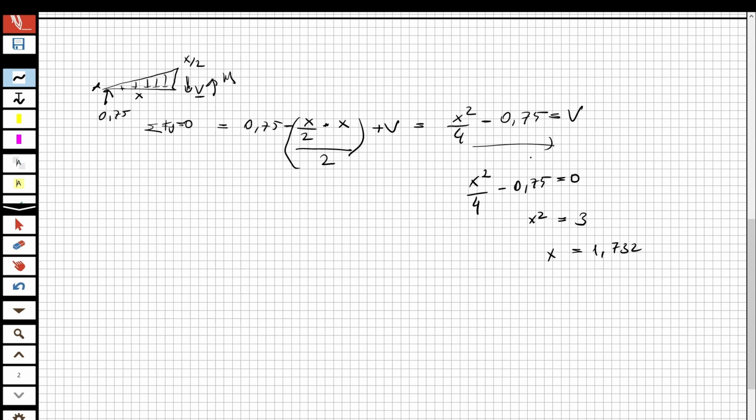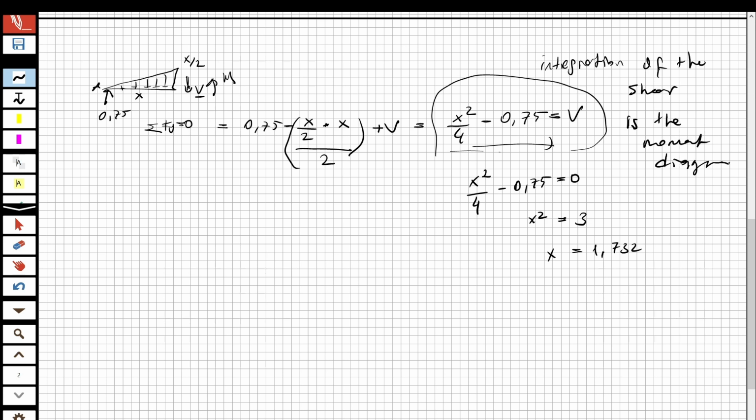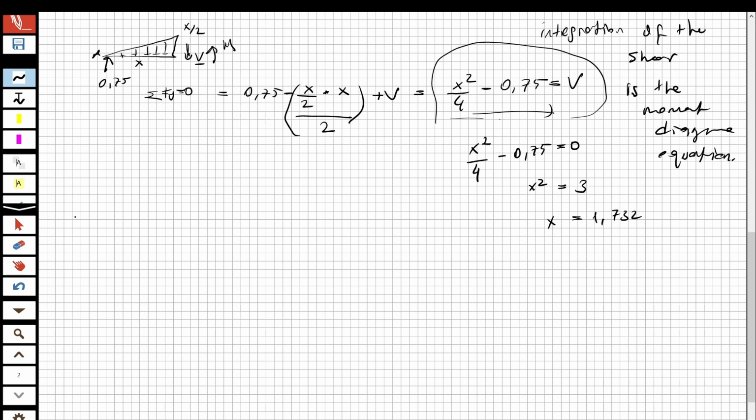Normally, if you take the integration of the shear, you get the moment diagram equation. But now I'm going to determine how that equation will be defined. So, okay, let's find it. From that shape, again, I'm going to determine it. For example, I'm going to take the moment with respect to this point, and this point is point x.